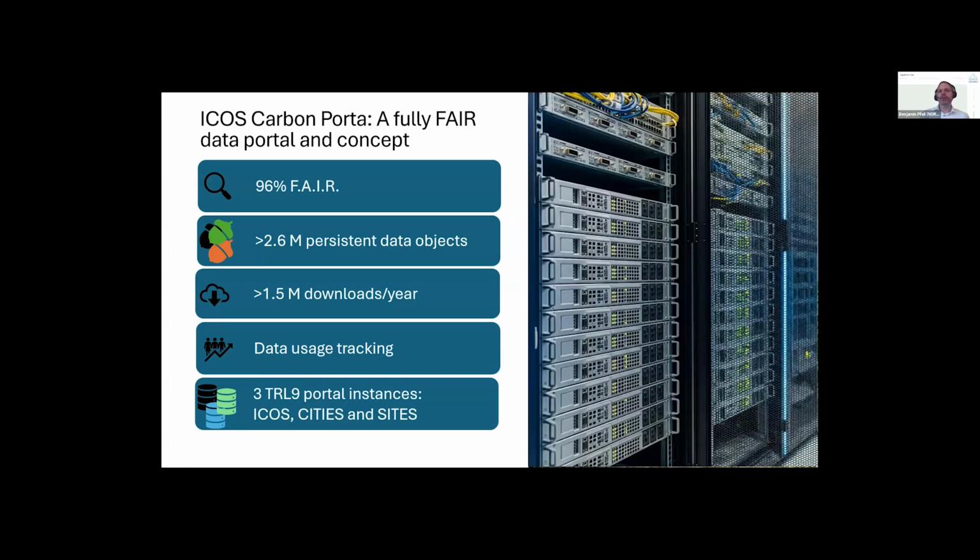The ICOS Carbon Portal is a fully FAIR data portal and follows all the concepts of FAIRness. 96% of the data are FAIR, and we don't just talk about findable, accessible, and reusable. We really go by all the 17 aspects of FAIR. Currently, there are 2.6 million persistent data objects, around 1.5 million data downloads a year. Data usage is being tracked, and there are different portals as well for different sub-projects of ICOS.